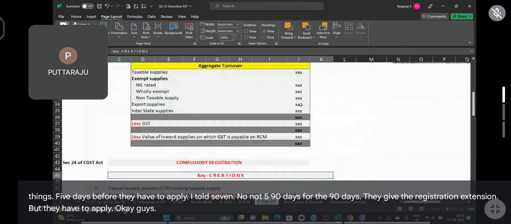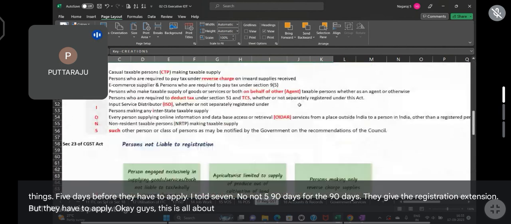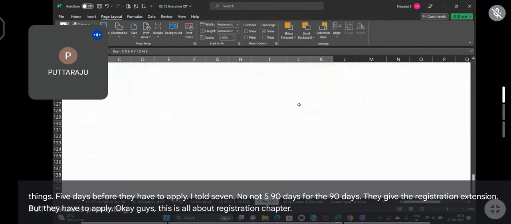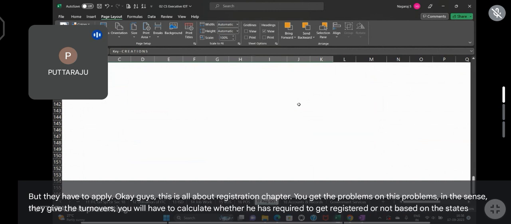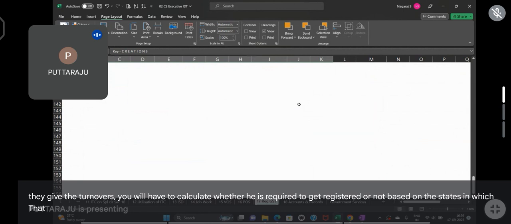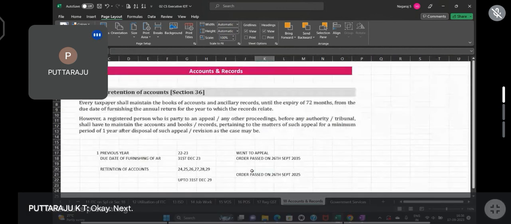Okay guys, this is all about the registration chapter. You get problems on this, in the sense they give the turnovers, and you have to calculate whether the assessee is required to get registered or not based on the states in which he is doing business. Next, accounts and records.